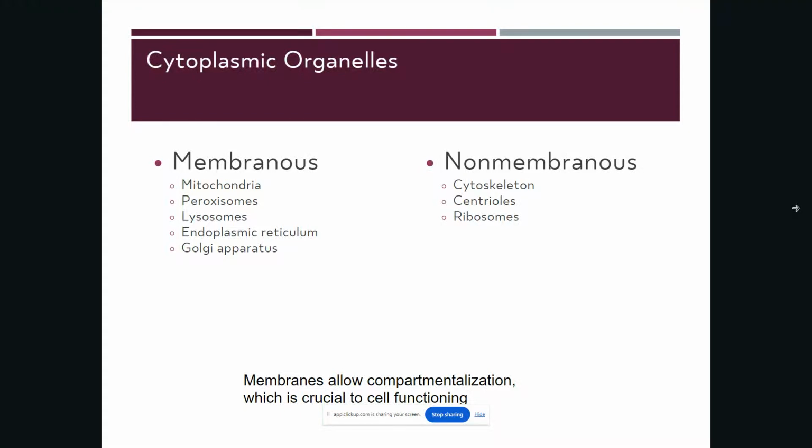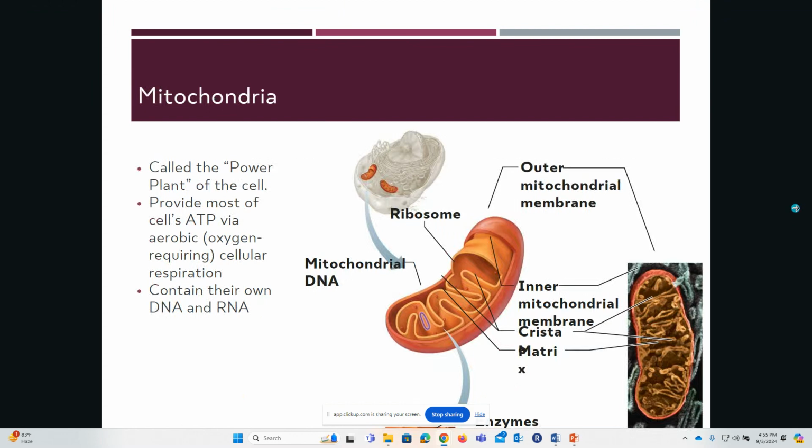So let's talk more about the cytoplasmic organelles. We're going to start with the mitochondria. It's called the powerhouse or the power plant of the cell. That's because it provides the cell's ATP, and it provides this ATP via cellular respiration.